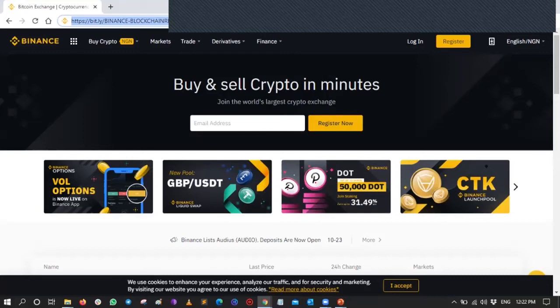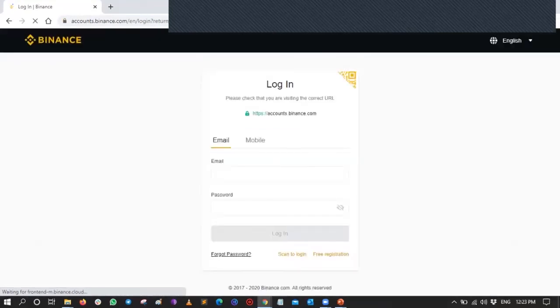So now let's move into trading. I've logged in, or let me log into my account now. Okay. So currently I'm logging into my account now.